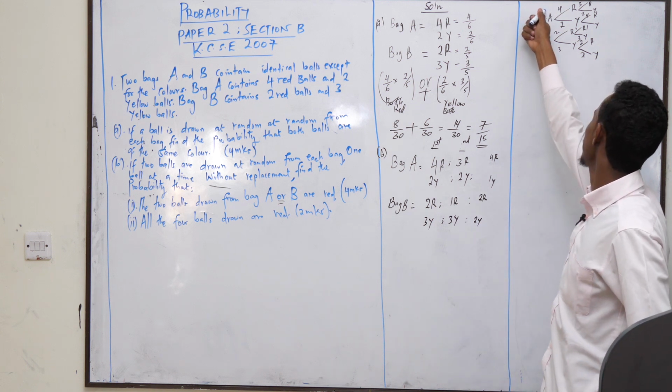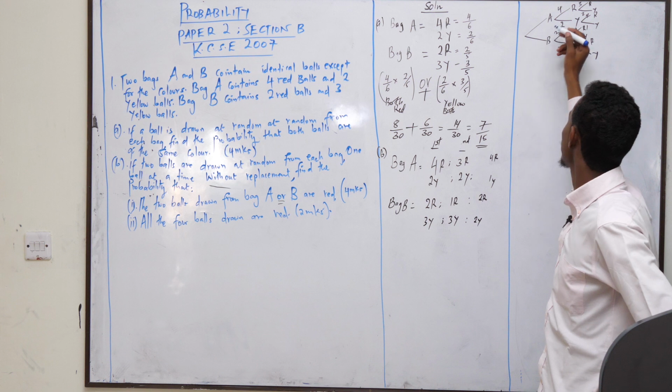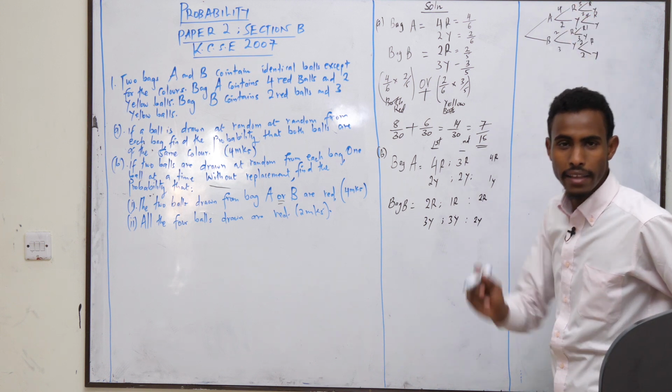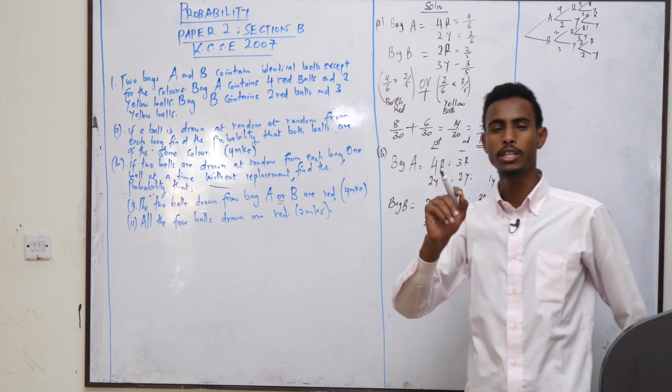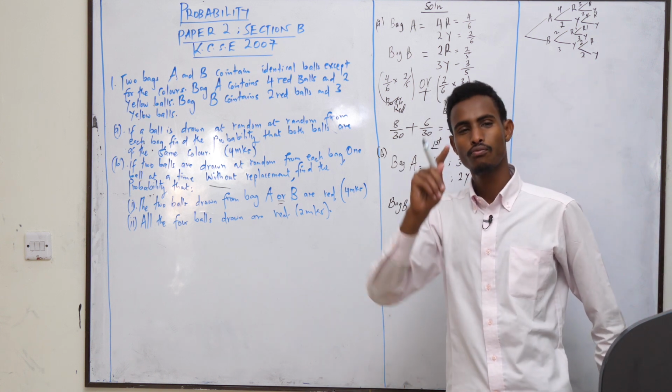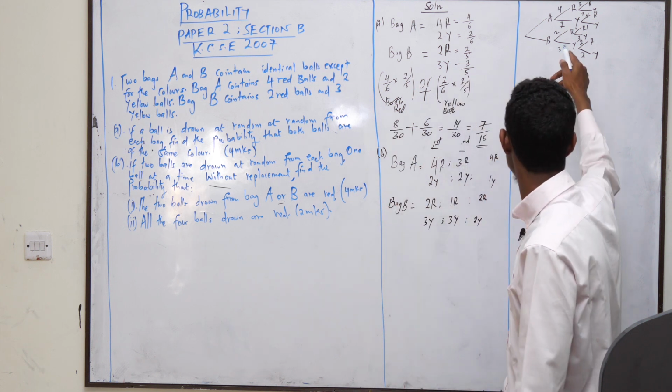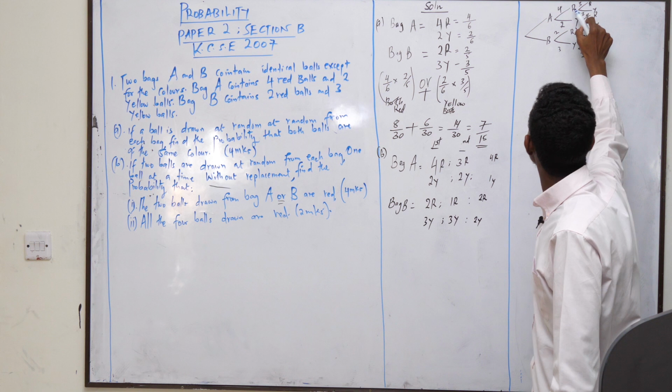Now, this is bag A and bag B, right? Now, bag A contains 4 red balls and 2 yellow balls. Done. Now, the first picking, the probability of you to get a red ball will be 4, which are 4 red balls out of the total 6. That is 4 over 6. Now, this is the first.